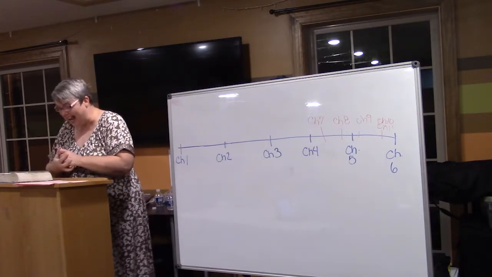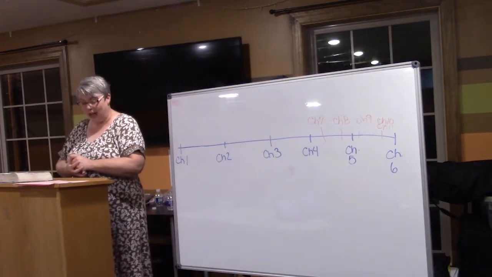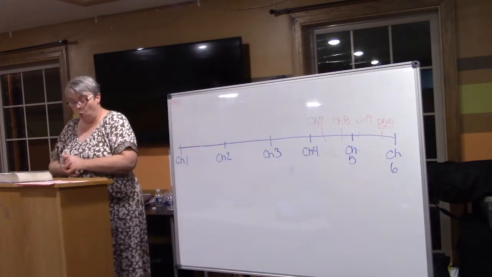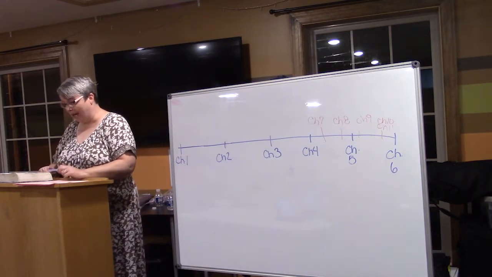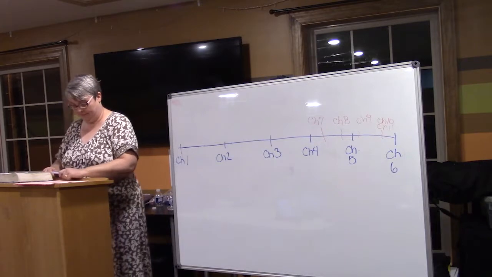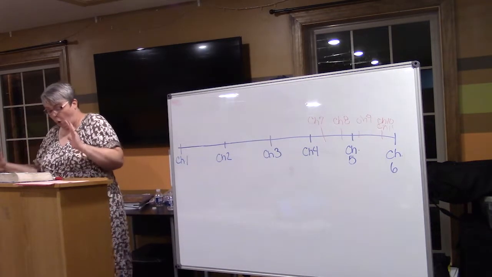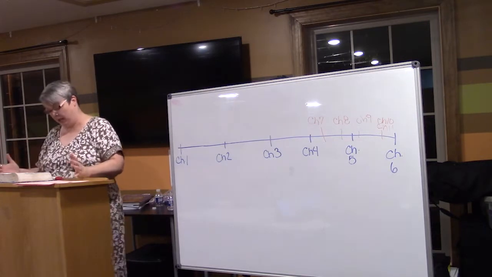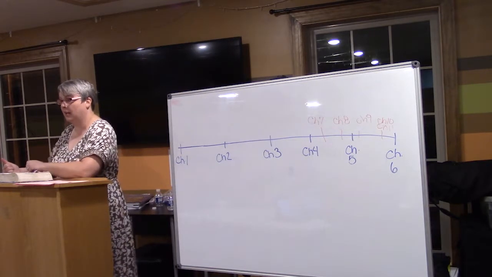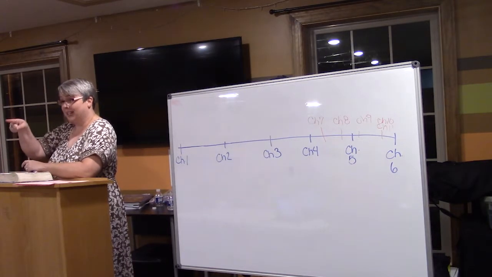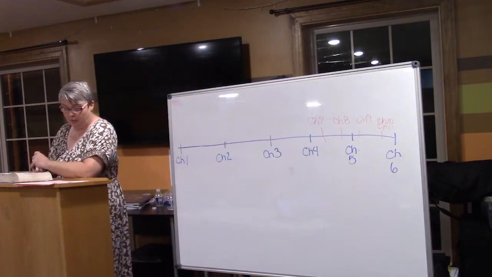Chapter 11 has a lot in it. What countries or kingdoms are actually mentioned? Persia and Greece, right? And then what other areas? Egypt, which would be the kingdom of the South. And then we also see the kingdom of the North.